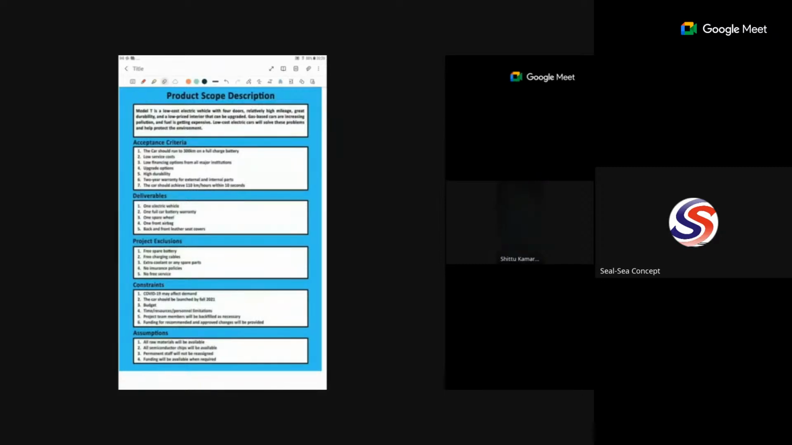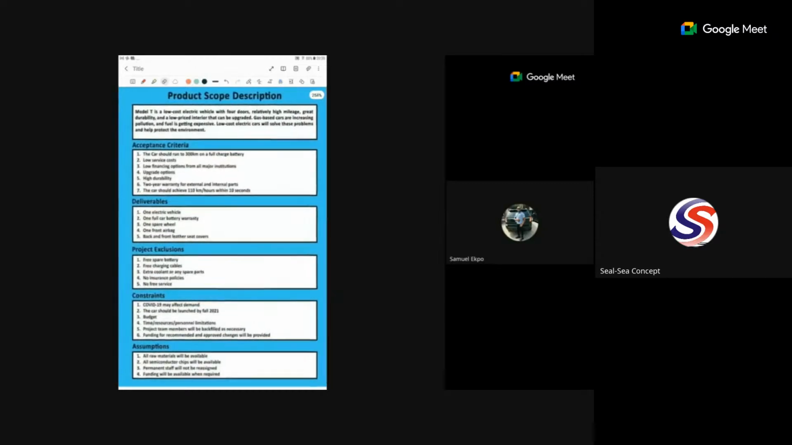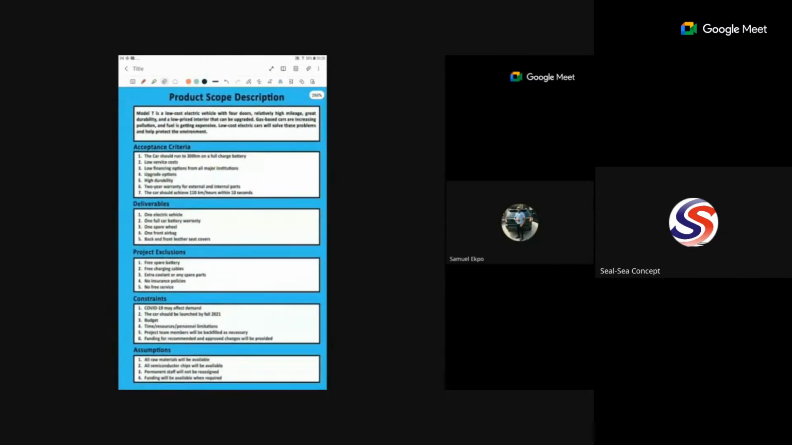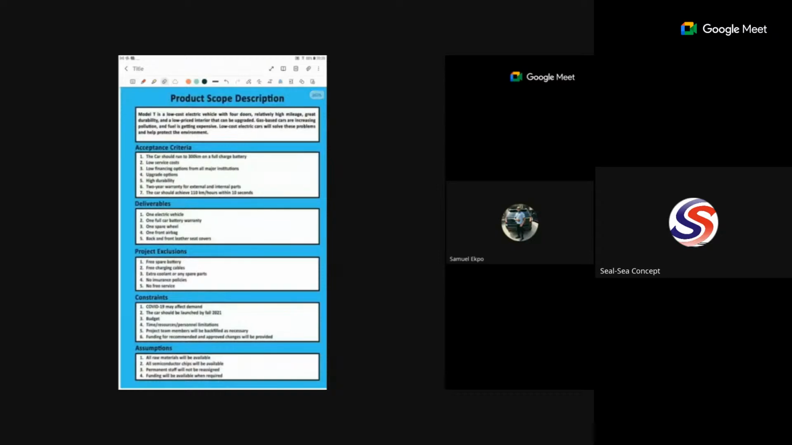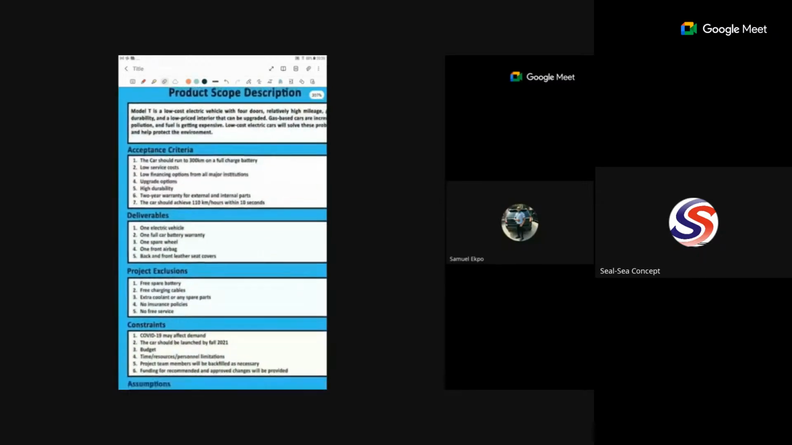So this is how your project scope looks. That's the scope statement. This one is actually tagged product scope. You can see different descriptions when you see different templates for this. So look at this one now.